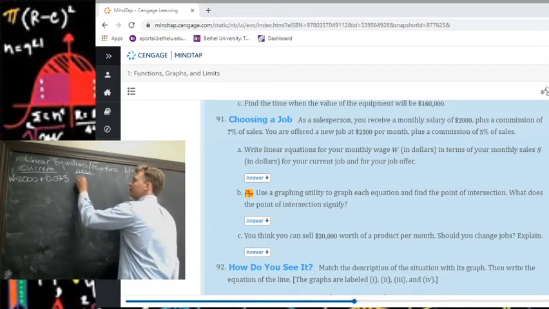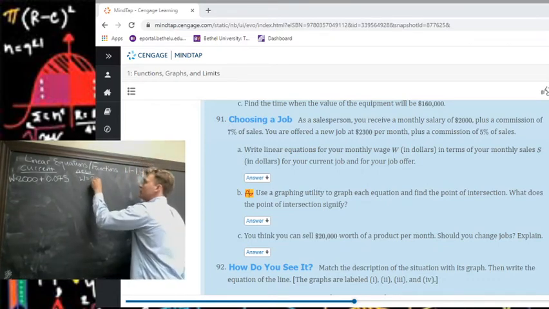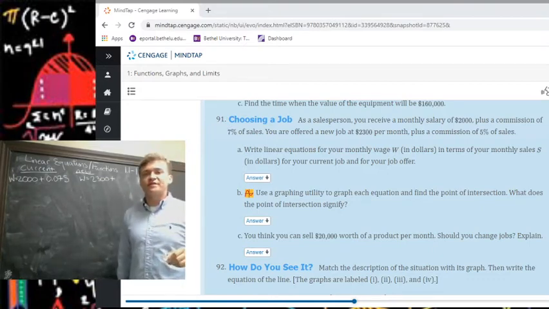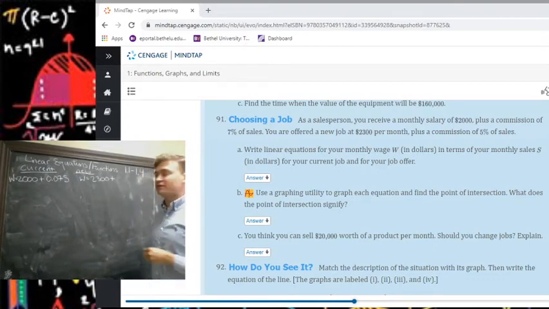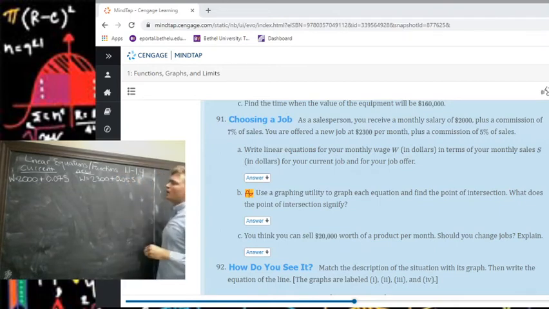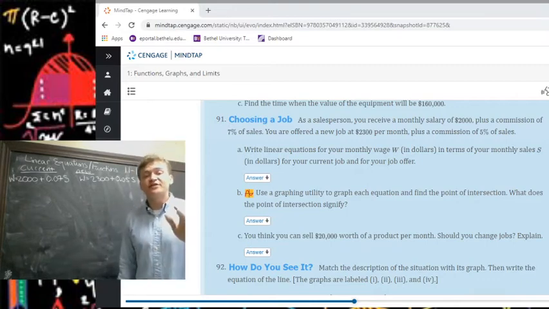What about the new job? New job says we'll pay you $2,300 a month plus 5% of your sales. 5 divided by 100, 0.05. We have these two linear equations representing the wages of our current job and this new job offer. So we have our two equations.